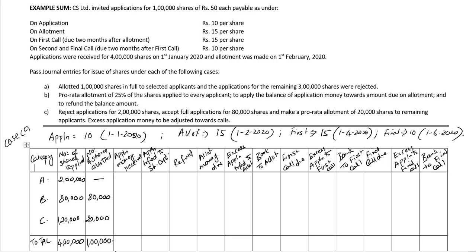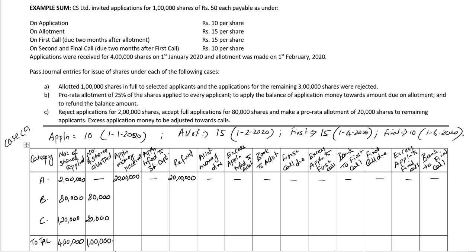Next, let's go to fill the other columns. Application money received 10 rupees per share, so it's 20 lakh rupees. Application transfer to share capital nil since no shares have been allotted. The refund column, the entire amount will be refunded, 20 lakh rupees. The other columns are nil because the shares in category A are rejected.